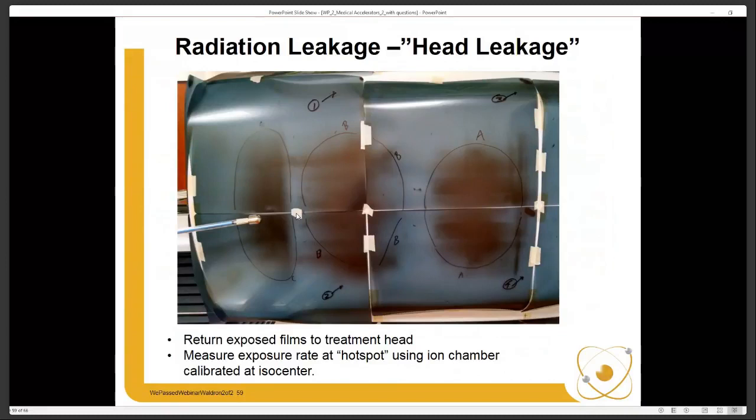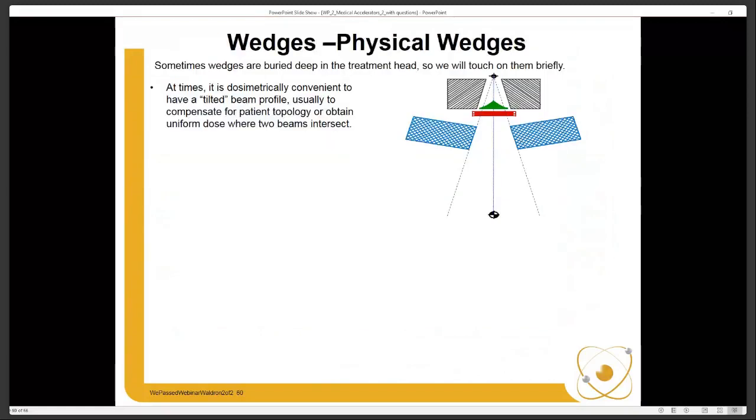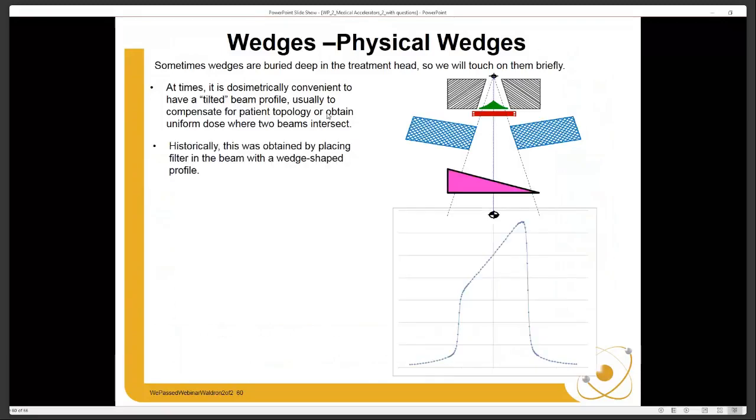The other sort of not quite inside the Linac thing we said I would talk about here is wedges. And the reason this gets covered as part of the Linac talk is because, as you'll see in a couple of slides, sometimes that wedge is actually inside the treatment head. So sometimes it's dosimetrically convenient to produce a tilted beam profile, usually to compensate for the shape of the patient or to obtain a uniform dose where 2 beams intersect.